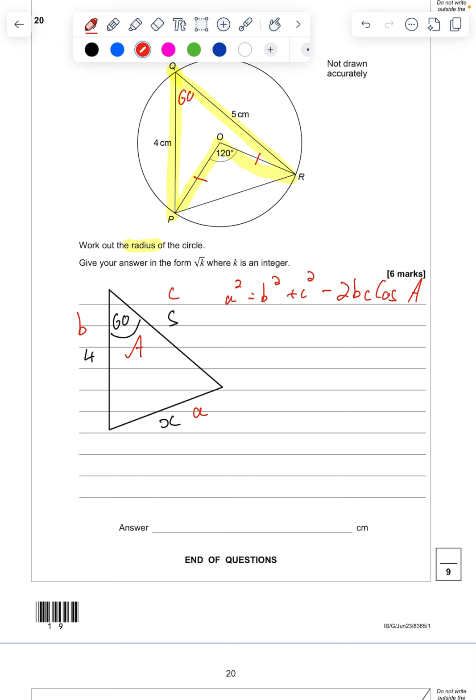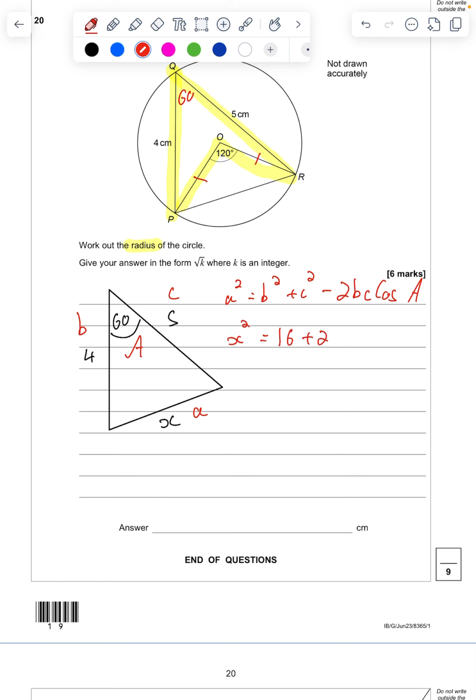We can just go and say that x squared is going to be equal to 4 squared, which is 16, plus 25, minus 2 times 4 times 5 cos of the angle 60. Now, cos of 60 is just equal to 1 over 2. That is an exact trig value that we should know.